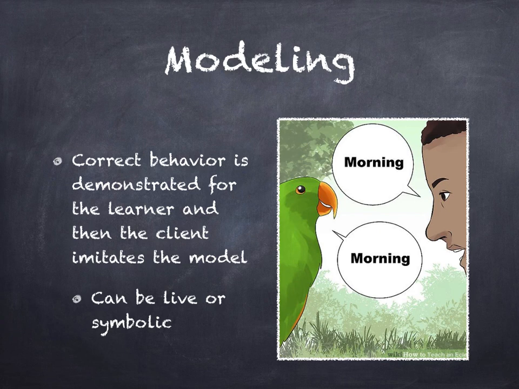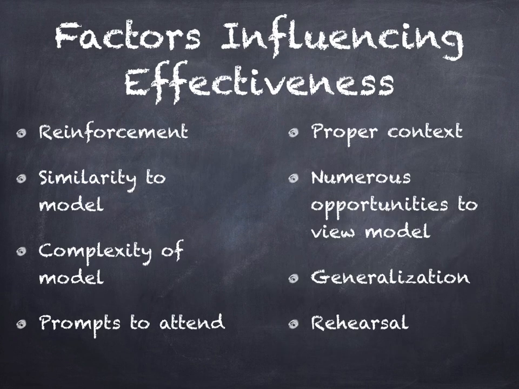Modeling can be either live or symbolic. In live modeling, another person demonstrates the behavior in the appropriate situation. And in symbolic modeling, the behavior is demonstrated via video, audio, cartoon, or a movie. Like instructions, there are factors that influence the effectiveness of modeling. The model should contact reinforcement.